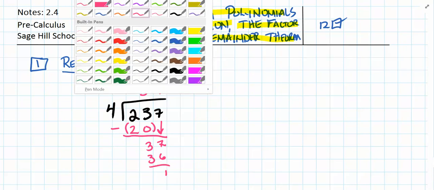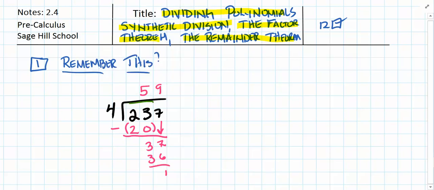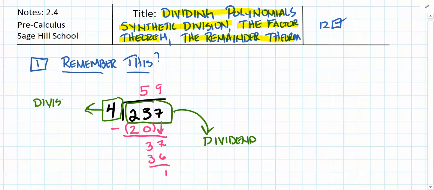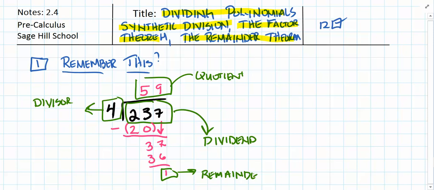Okay, so who remembers what all these things are called? What do you call this number underneath here? The dividend. Very good. That's called the dividend. What do you call this number out here? The divisor. Very good. Okay, what do you call this thing up here? Quotient. Very good. That's the quotient. And then, of course, what do you call this thing down here? Your remainder. All right. So these are the 4 parts of when we're doing long division.